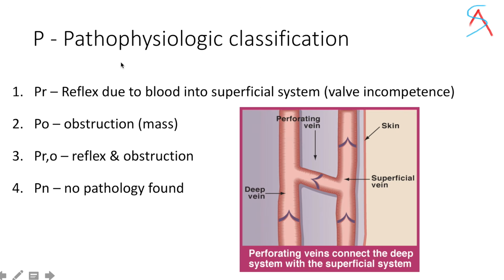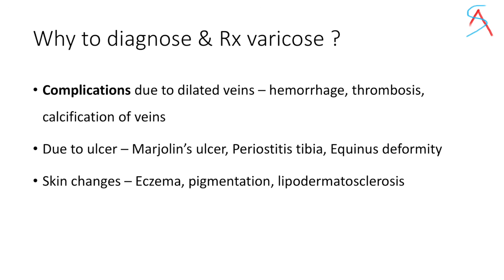Then P in the CEAP stands for pathophysiological classification, where we have to tell whether it is a reflux disease or due to an obstruction. Reflux disease means the wall gets damaged and there is reflux of blood from the deep to the superficial system of veins. PO stands for any obstruction which is obstructing a vein causing dilation of the vein. It is important to diagnose and treat varicose vein because it has a lot of complications. All these complications we will deal with in detail in history and examination.